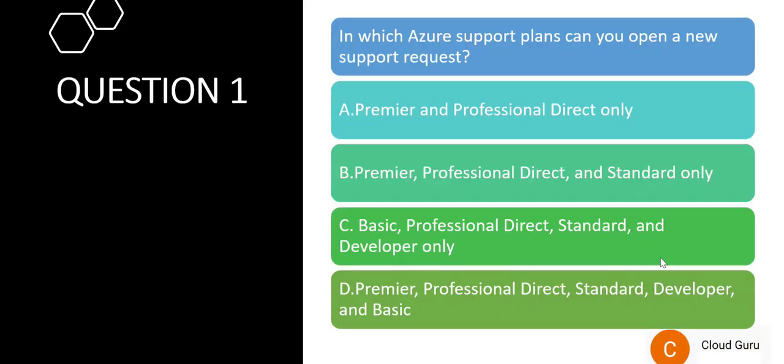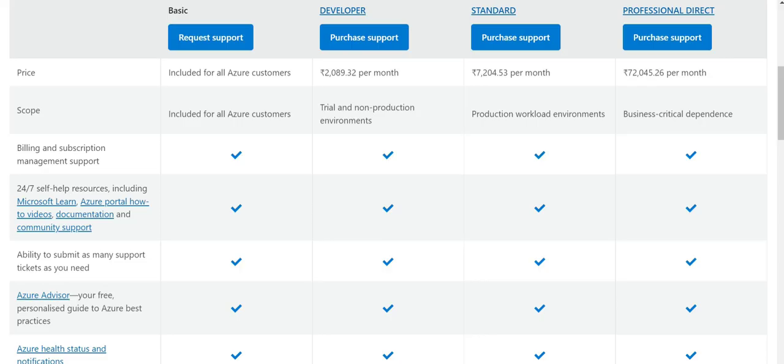So let's see this question now. It's a simple one. Which plans? These are different combinations of plans. Which plan allows you to open a new support request? If we see this list, this is from the Azure documentation, the support plans. If you see this ability to submit as many support tickets, here everything is a check mark.